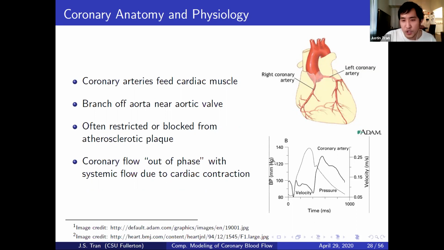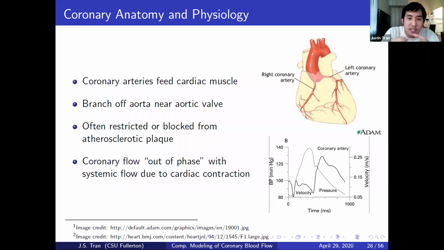And just from a modeling perspective, for simulating the blood flow, if you actually measure the blood flow in the coronary arteries, what you'll notice is that they're out of phase. What I mean by that is that the majority of the blood flow often happens when the heart is actually relaxing. And because they're on the heart, there's this interesting effect.